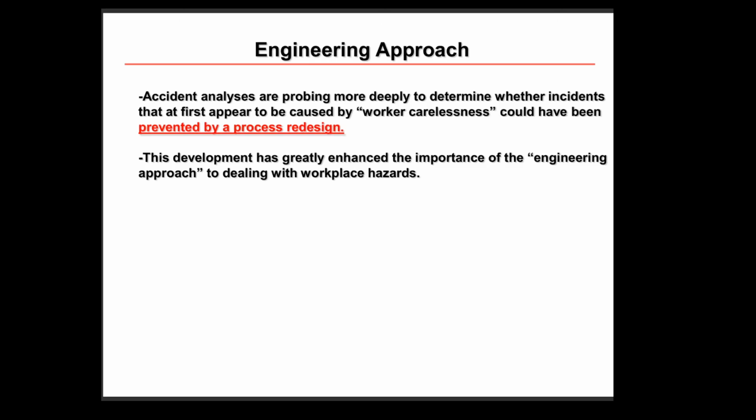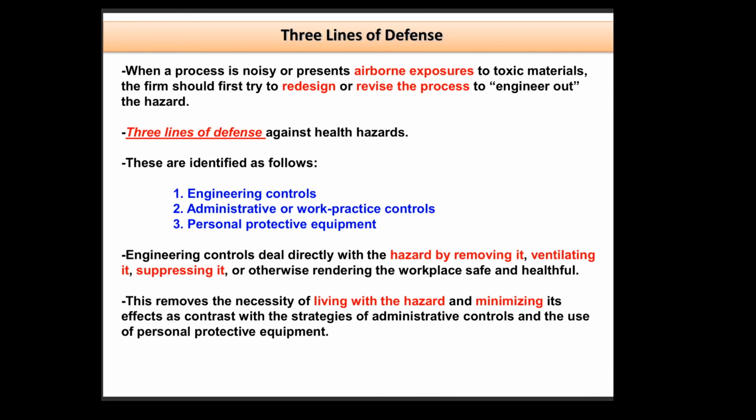What is the engineering approach? What is included in the engineering approach? Accident analyses are probing more deeply to determine whether incidents that at first appear to be caused by worker carelessness could have been prevented by a process redesign. This development has greatly enhanced the importance of the engineering approach to dealing with workplace hazards. Following are the three lines of defense. When a process is noisy or presents airborne exposures to toxic materials, the firm should first try to redesign or revise the process to engineer out the hazard.